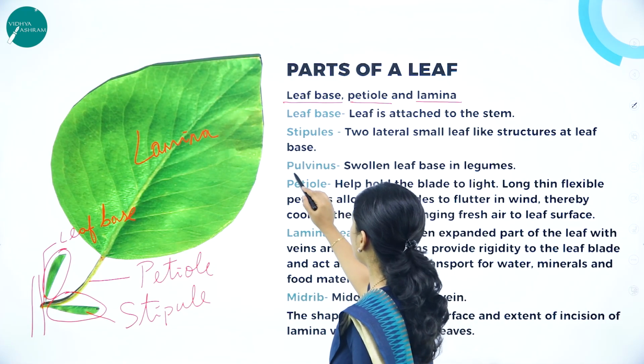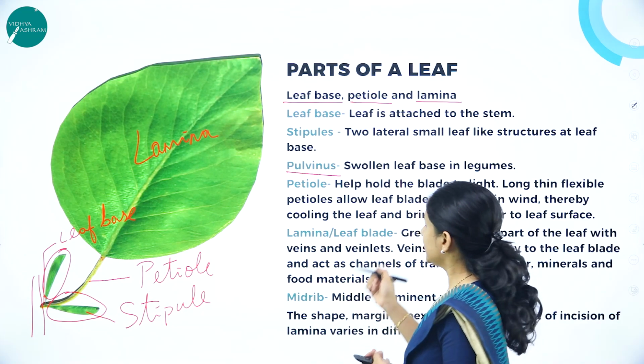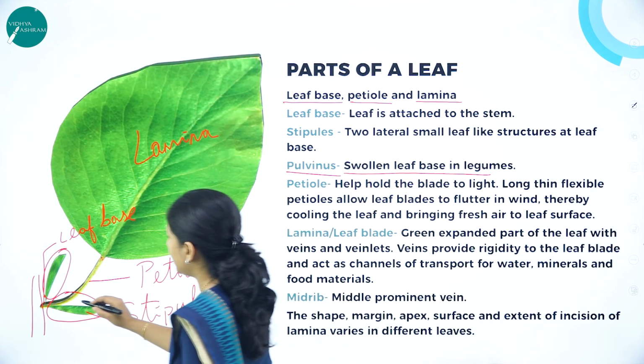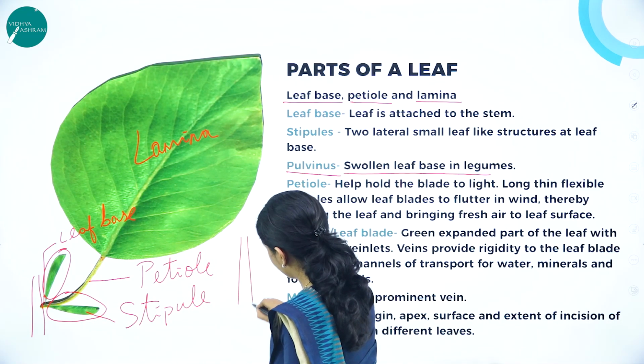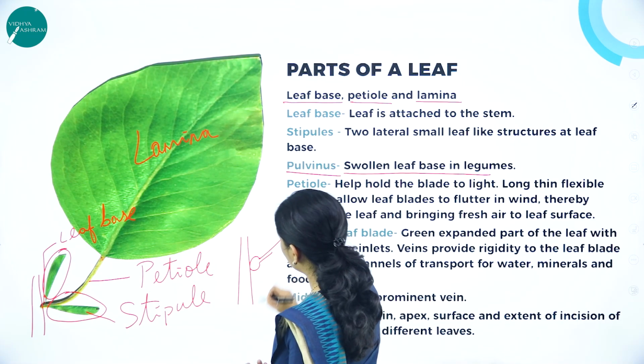Next, talking about the pulvinus. Some of the leaves, that is the dicot leaves, you can find the leaf bases which are swollen. So, at the base of the leaf, there will be a swelling like this. So if this is the stem, at their leaf base there will be a swelling and then the petiole will arise.